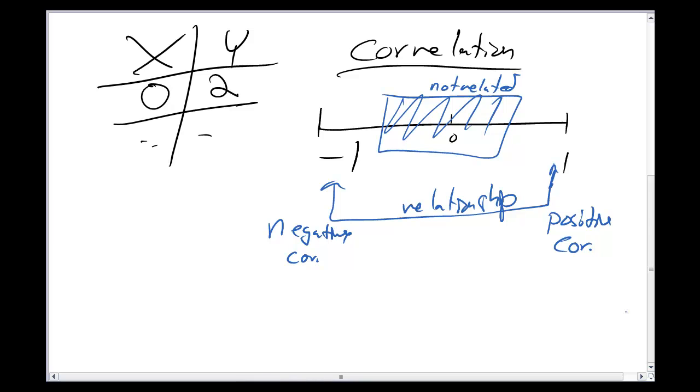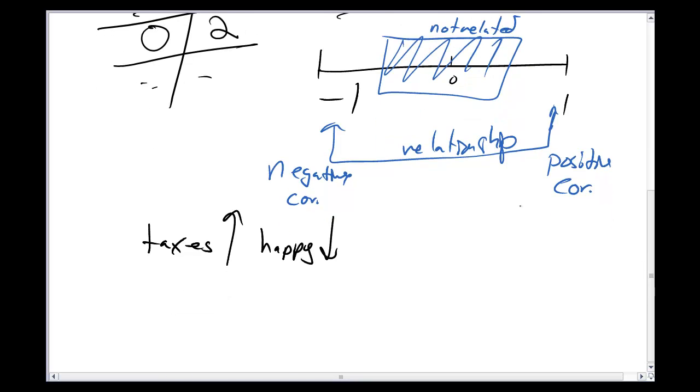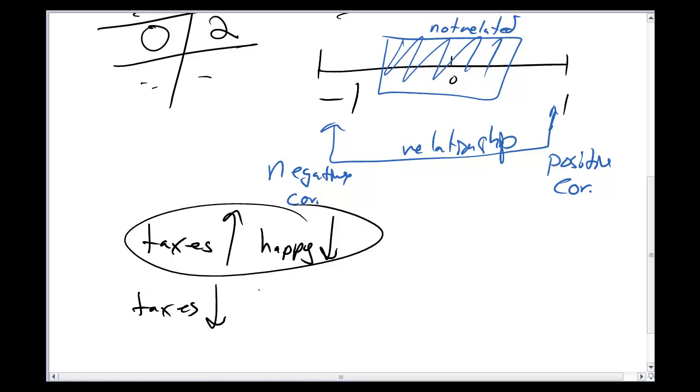And here's what I mean by those two words. Things that have a negative relationship. As taxes increase, my happiness decreases. I say these guys have a negative relationship. As taxes decrease, my happiness increases. This is what a negative relationship means. It means as one's increasing, the other's decreasing, or as one's decreasing, the other's increasing. We have this opposite relationship.